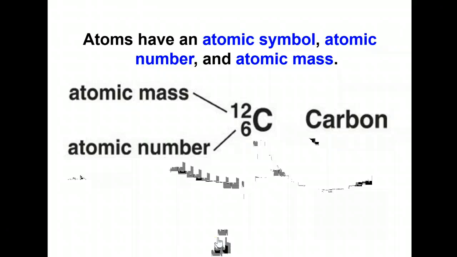To figure out the number of neutrons, you should subtract the atomic number 6 from the atomic mass 12. That leaves you with 6 neutrons. Also, since the number of protons and electrons is equal in the electrically neutral atom, we also know that carbon has 6 electrons.